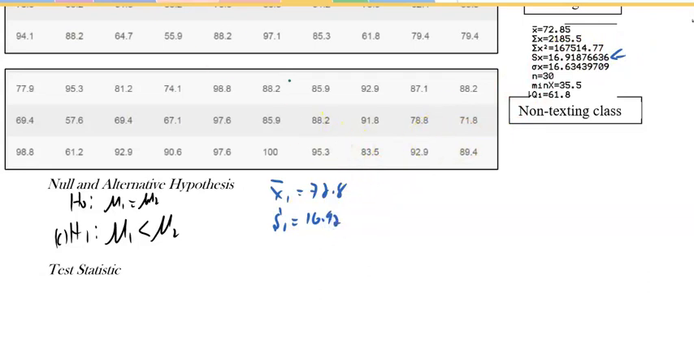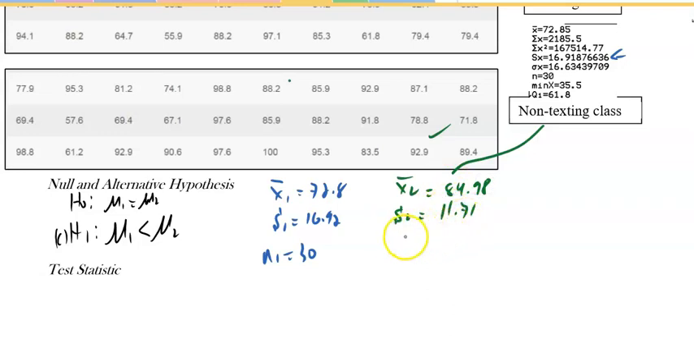Now, I did the calc. Oh, and N1 obviously is 30. Now, for the second, the non-texting, I did that. And the average here happened to be 84.98, and the second standard deviation happened to be 11.71. And N2 is 30 as well.